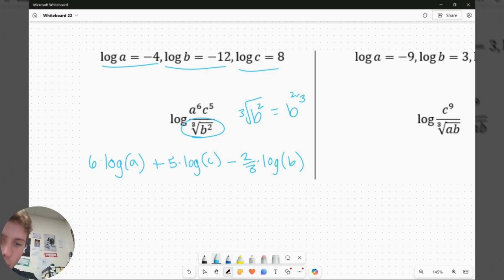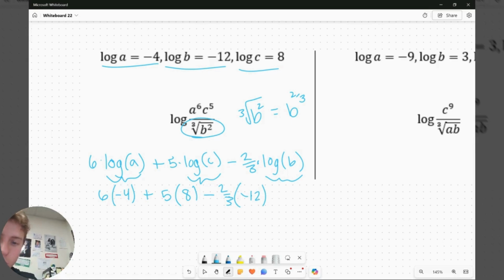Well, we know what each of these parts is equal to. I know what log of a is. When I look at the top, log of a is just -4, so that needs to multiply with the 6. The 5 needs to multiply with whatever log of c is, which in this case is 8. Same thing with log of b. Figure out what it multiplies with, which is this -12.